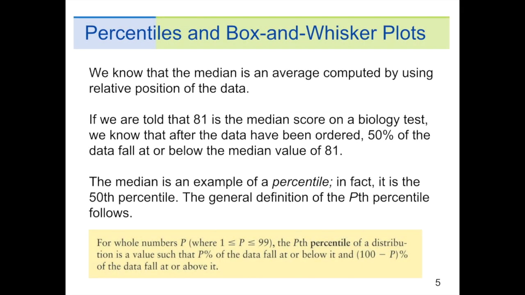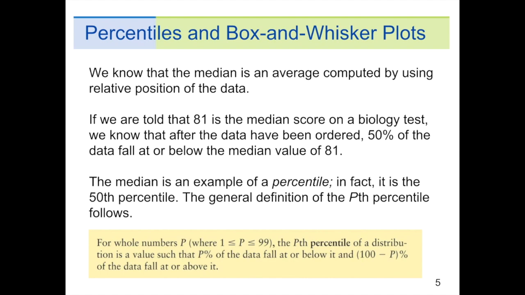We know that the median is an average computed by using relative position of the data. If we are told that 81 is the median score on a biology test, we know that after the data have been ordered, 50% of the data fall at or below the median value of 81. The median is an example of a percentile. In fact, it is the 50th percentile.